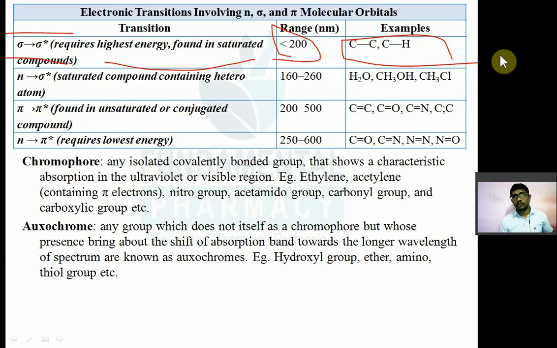What is the UV range? 200 to 400 nanometer. So less than 200 means vacuum UV. So sigma to sigma star transition is observed in the vacuum UV. Then again, n to sigma star transition. They are found in saturated compounds containing a hetero atom.